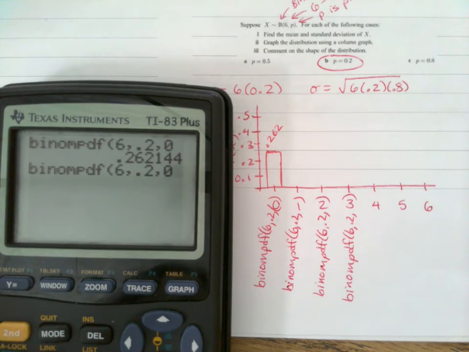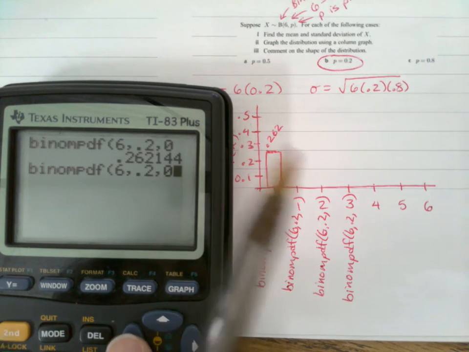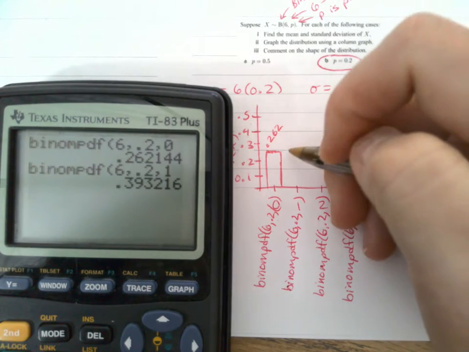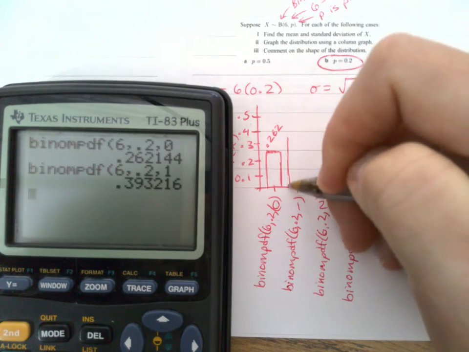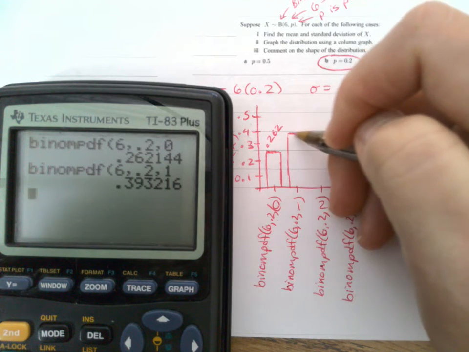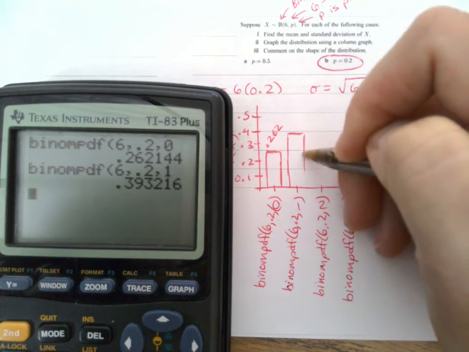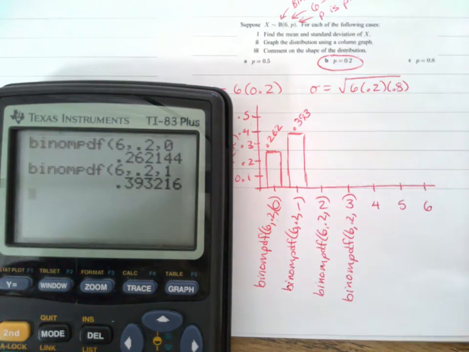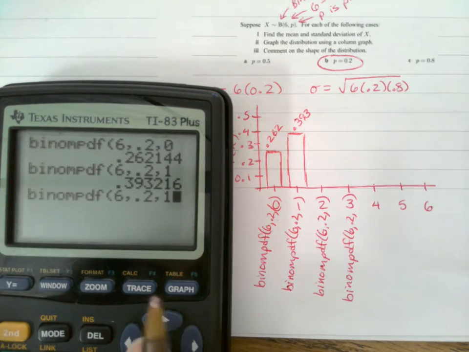All right, now I'm going to do it again. So that's a little trick I used. I press second enter to repopulate the previous entry. And then I can go back and edit it so that it's 6, 0.2, 1. And that is 0.393. It's going to be right up next to the 0.4 bar.